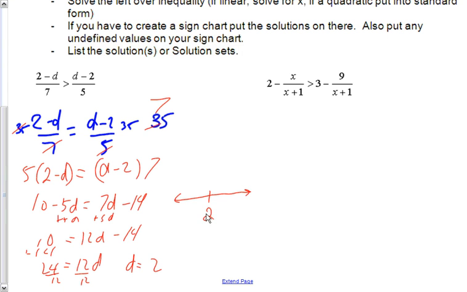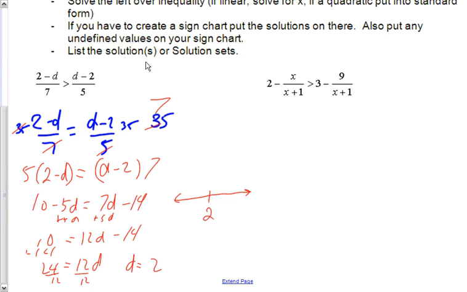So now we need to test numbers greater than 2 and less than 2. Always pick numbers that make it easier. Sometimes you're going to have to do some scratch work. So you're going to see me try that once in a while. So if I pick a number greater than 2, let me think. What could I pick? Let's pick 9. There's a reason for that.